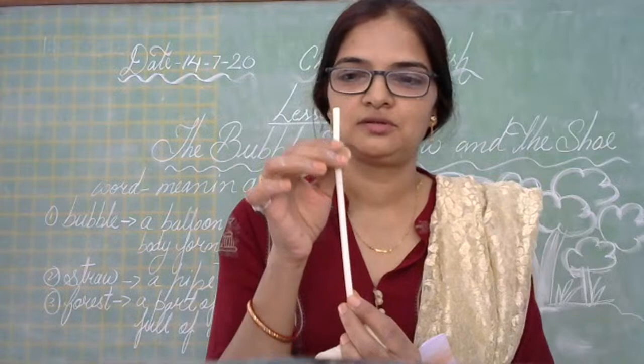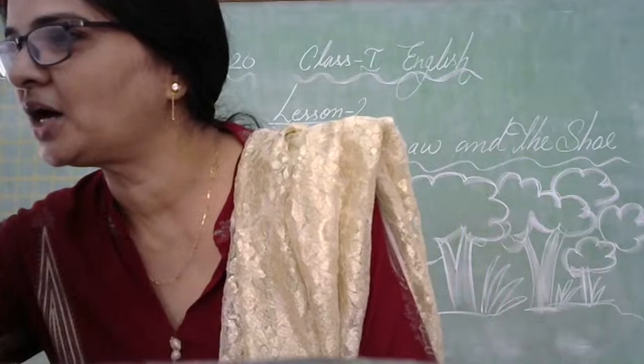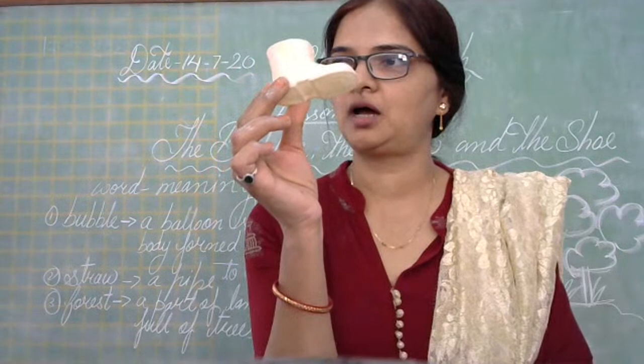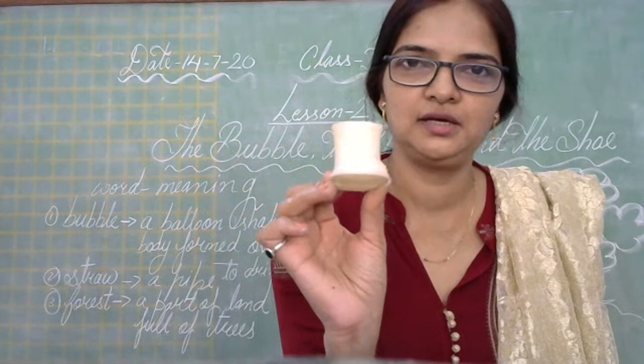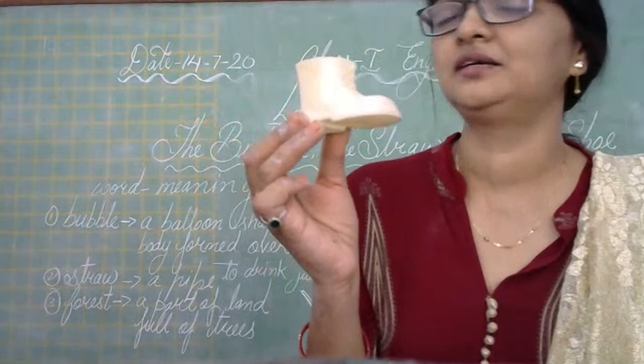Guess what I have in my hand. Straw, very good. Who has written this? Ayushman Bahera. Very good, Ayushman. Now look at this one, what do I have now? Look carefully. Shoe, very good. Again Ayushman has given me the answer.